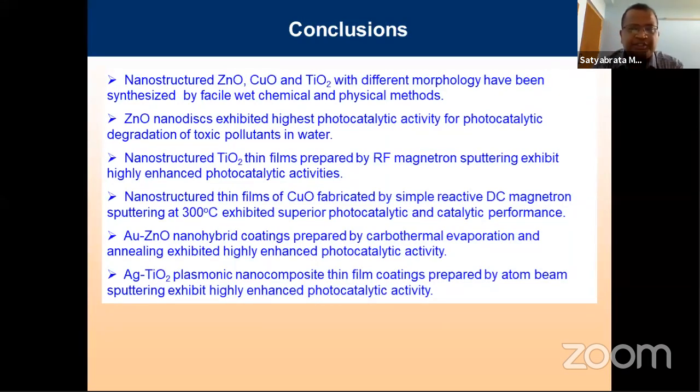So this is a promising catalyst, because one can use it for large-scale water purification. It is on us to optimize the fraction of the exposed facets. That's it, as far as zinc oxide is concerned. Now, nanostructured coatings of TiO2 and copper oxide made by magnetron sputtering exhibit superior photocatalytic and catalytic activities, and different plasmonic nanocomposites have been designed that exhibit very high photocatalytic and catalytic activity for treatment and detoxification of water.